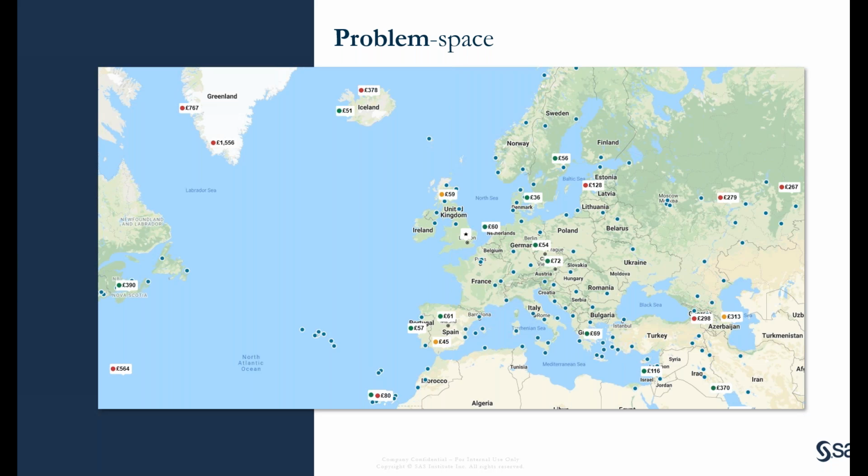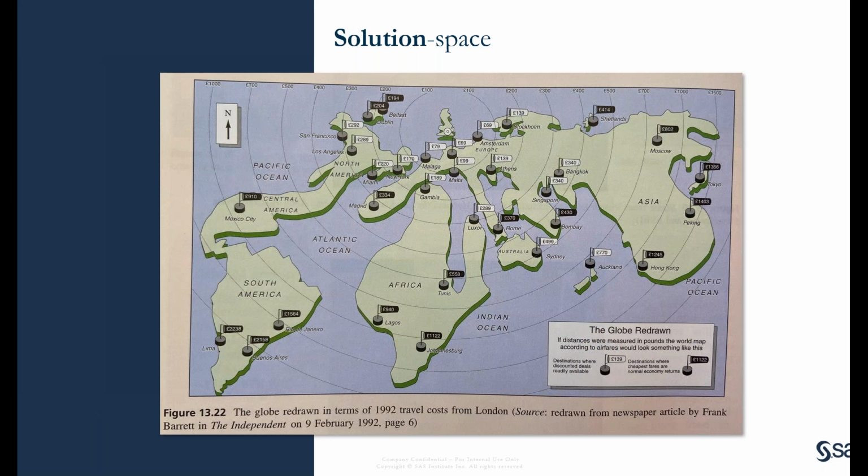I found this map in my GIS book from school. It's called the Globe Recon. It's from 1992, so don't pay attention to any of the pounds or any of the costs. But this displays exactly the answers to the question, how far could I get for X amount of money, for 200 pounds, say. What is interesting about this, to me at least, is that it shows you surprising things. It shows you places in the solution space that you never would have thought.